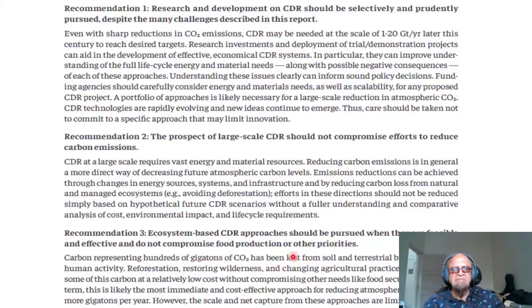Recommendation 3, ecosystem-based CDR approaches should be pursued when they are feasible and effective, and do not compromise food production or other priorities. So bioenergy, carbon capture, sequestration, BECCS, and other biological approaches tend to rely on growing feedstock for bioenergy, where the land and the water could be competing with food production. So who benefits from bioenergy and who pays the price has to be very carefully tracked.